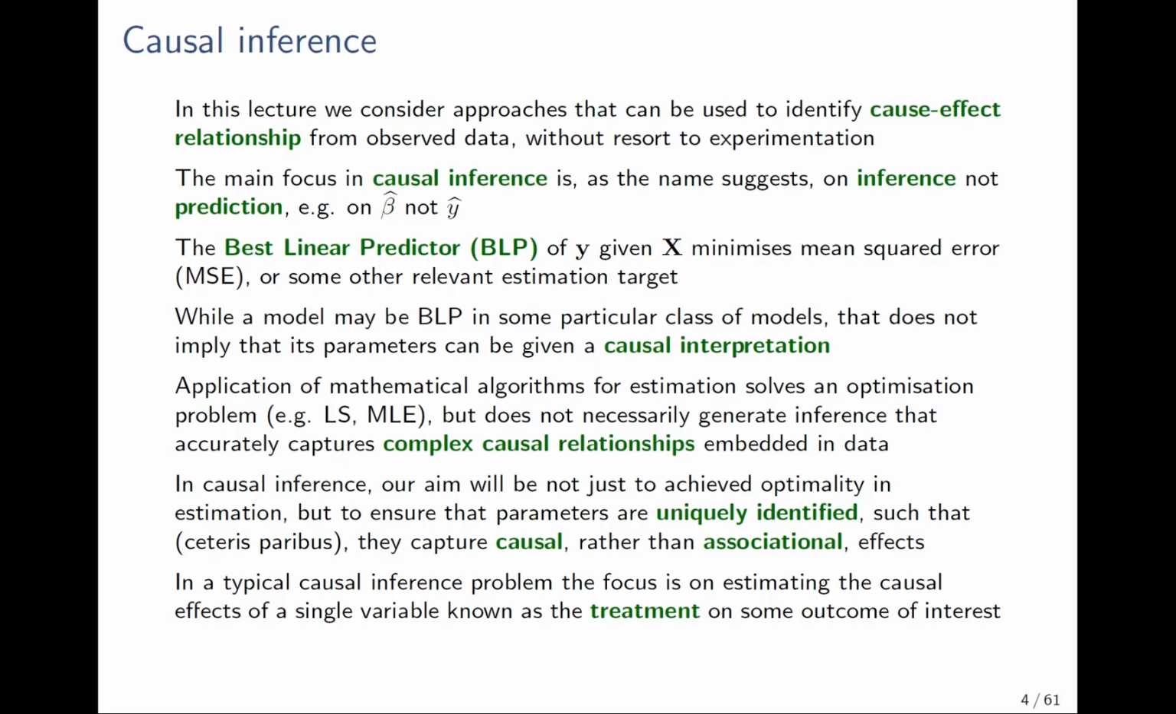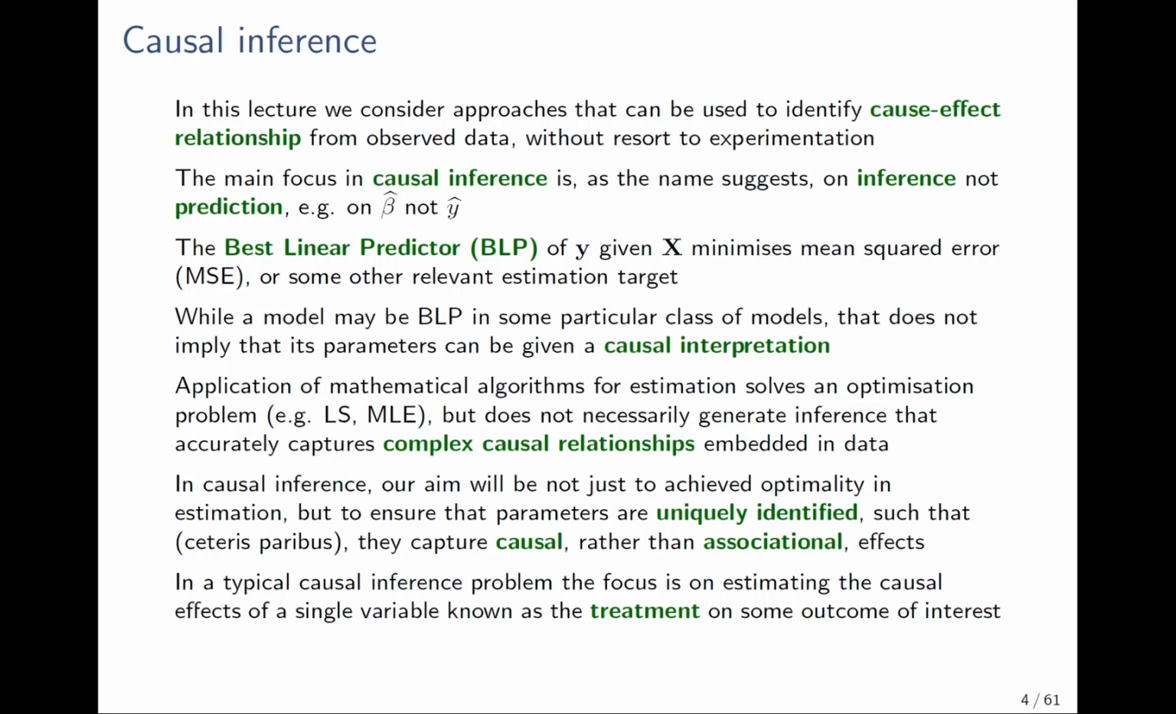So in causal inference, our aim is not just to achieve optimality in estimation, but to ensure that the parameters we estimate are uniquely identified, such that, other things being equal, they capture causal rather than associational effects, and I'll distinguish what that means in the first part of the lecture.